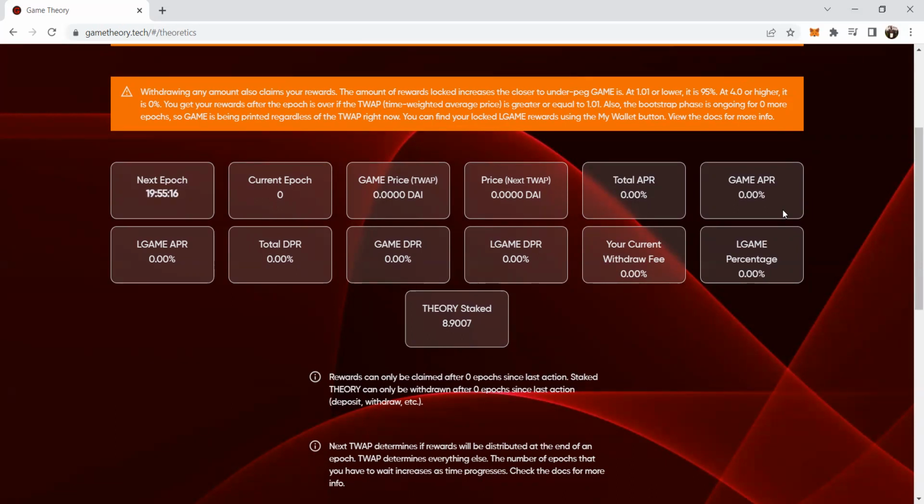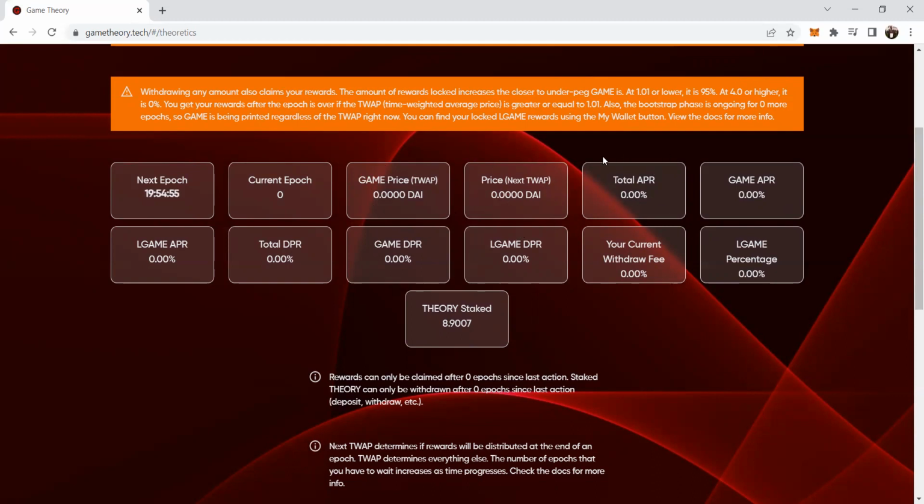At $1, 95% are locked. So you can see the statistics here. So you see the time until the next epoch. So Theoretics is launching in just over 19 hours. So we haven't had a first epoch yet. You'll see here what the price of Game is, so the time-weighted price average. You'll see what the price is going to be for the next time-weighted price average.